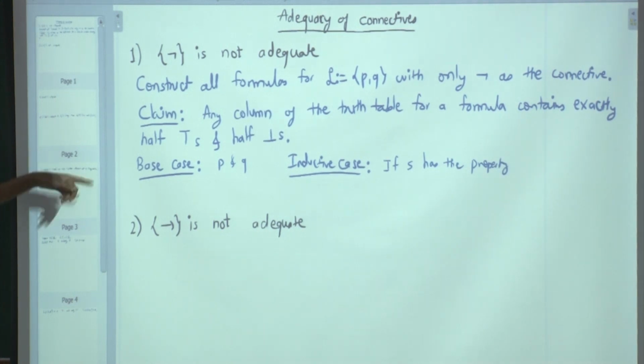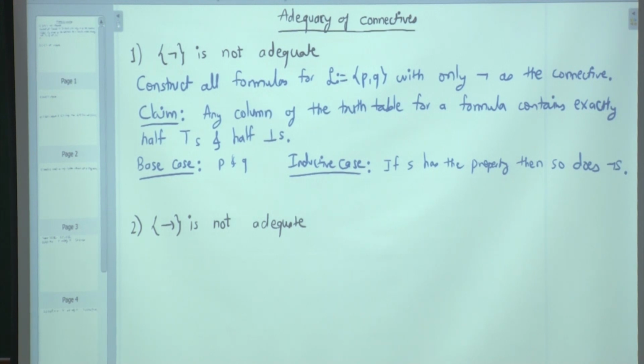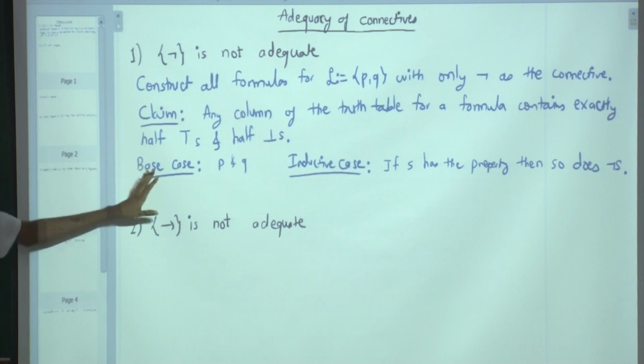So the inductive case is: if S has the property mentioned in the claim, then so does negation S, and that's all. You are not supposed to do anything else. As soon as you prove the claim, you are done. Why? Any binary connective which has 3 truths or 3 falses cannot be expressed in this language.